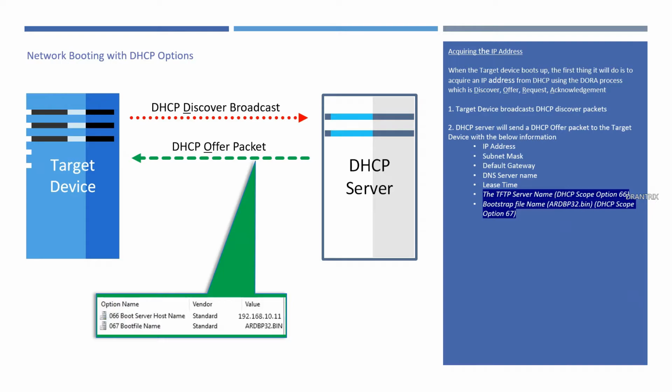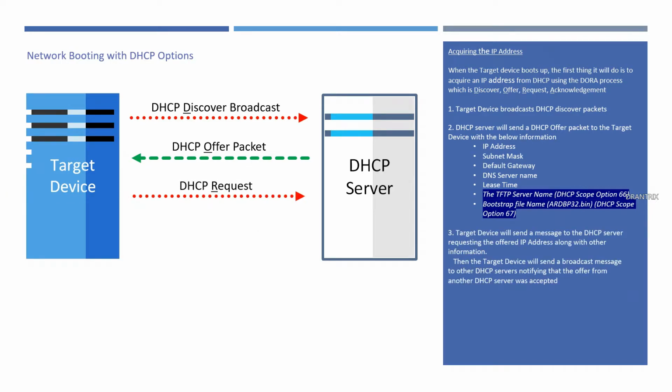As you can see, the TFTP server name will be mentioned in the DHCP scope option 66, and the Bootstrap file name, which is ardbp32.bin, will be mentioned in the DHCP scope option 67. Third, as usual, the target device will send a message to the DHCP server requesting the offered IP address along with that information, and then the target device will send a notification to all the other DHCP servers telling them it already got the IP address. So the target device gets the DHCP ACK back from the DHCP server. So that's where it gets over.